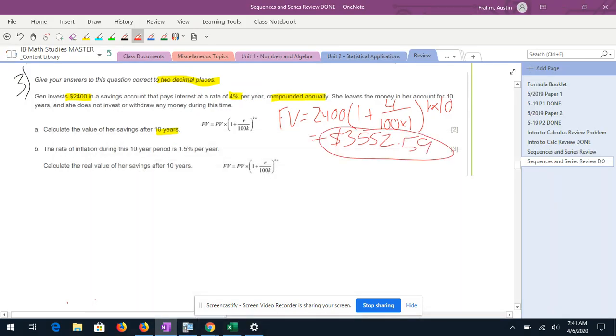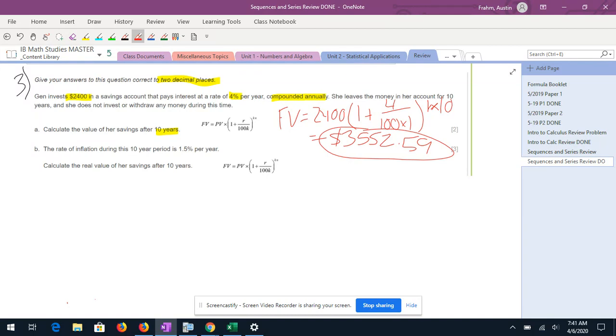Now, part B says the rate of inflation during this 10-year period is 1.5% per year. Calculate the real value of her savings after 10 years. We never really talked about inflation when we had these types of problems, but inflation affects the interest rate in a negative way. The higher the inflation, usually the higher the interest rates are for loans and mortgages and stuff like that. So really, the value of her savings account isn't going to be this high. It's going to be lower.